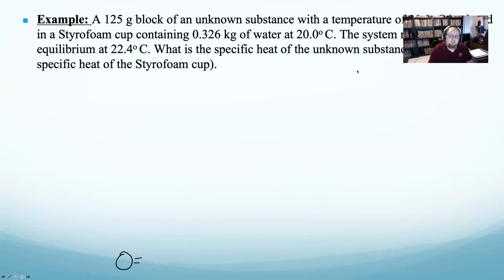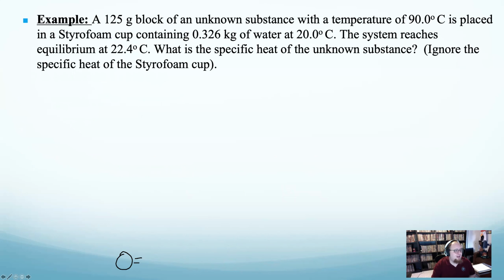And this is my first example. Let's say I have a 125 gram block of an unknown substance. Oh, sorry, I said hot water. You heat up the metal, not the water, normally. You heat up one thing. This one I heated up the block, not the water. And I heat this block of metal, I'll say it's metal, I'll say that much, to 90 degrees. And I put it in a styrofoam cup with 0.326 kilograms of water at 20 degrees. The system reaches a thermal equilibrium of 22.4 degrees Celsius.